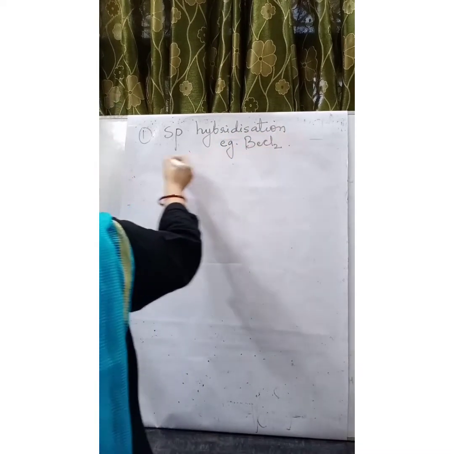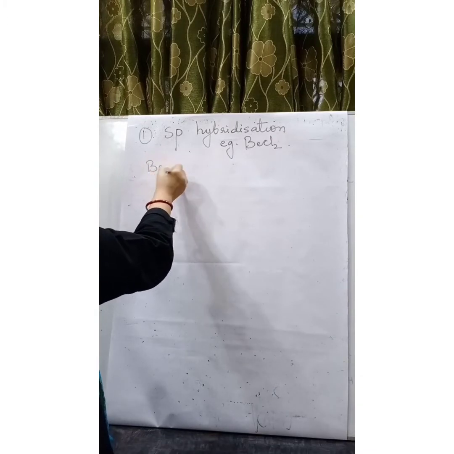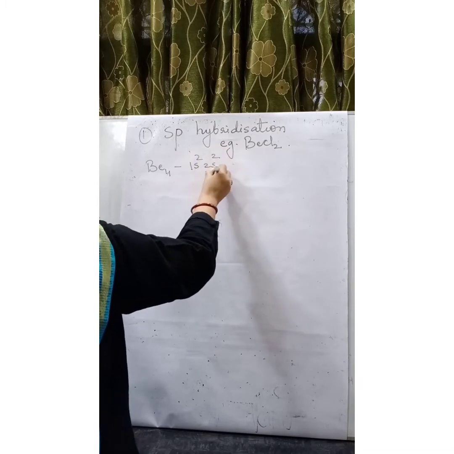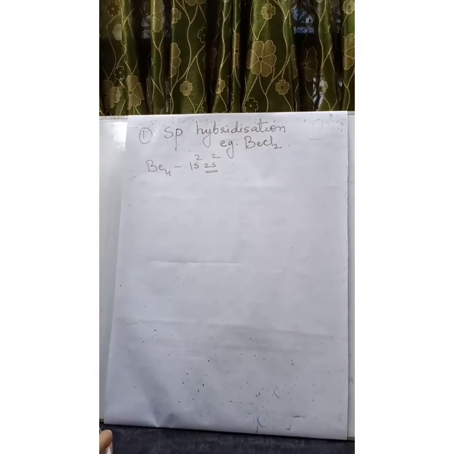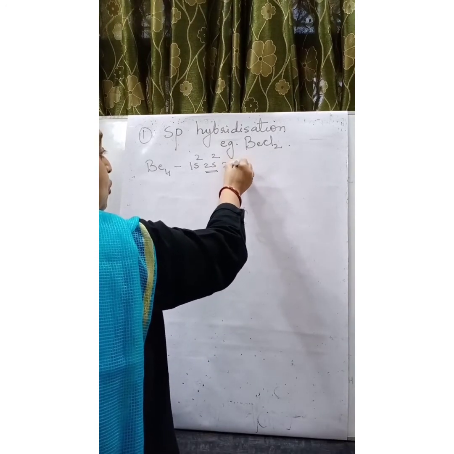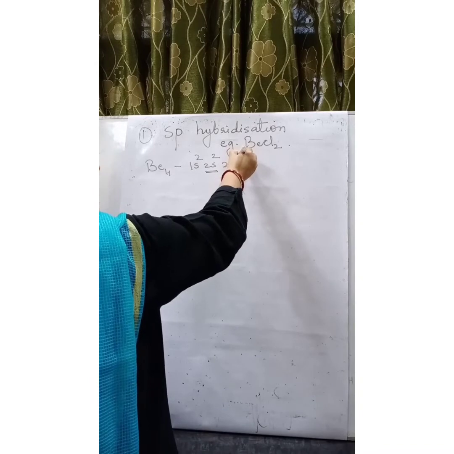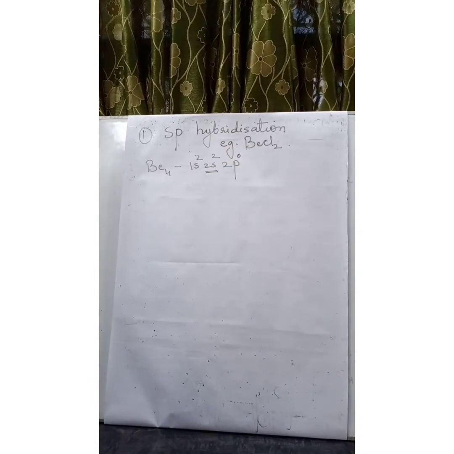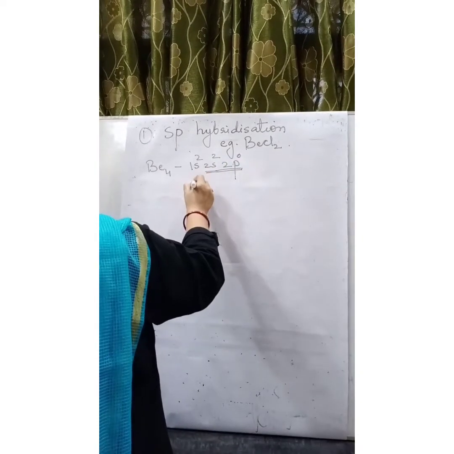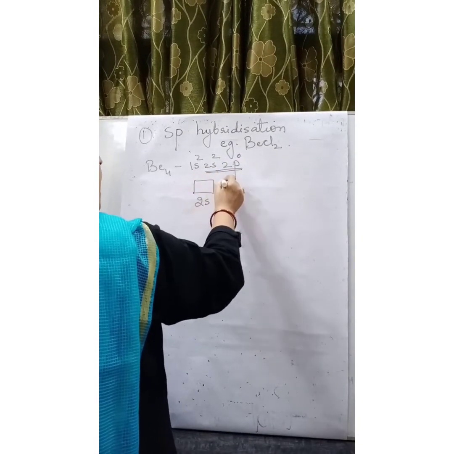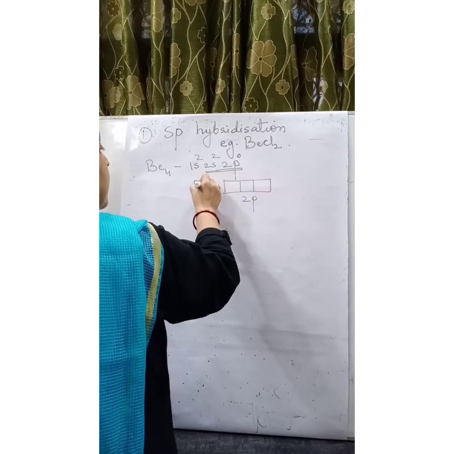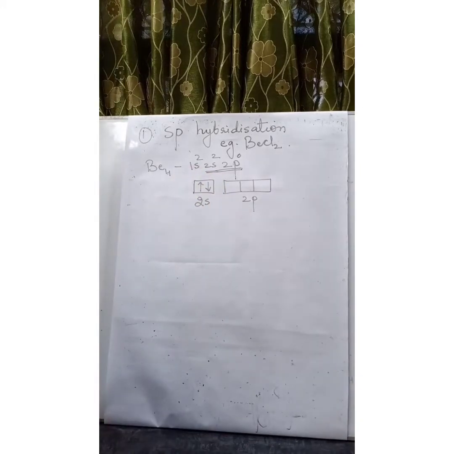BeCl2. Beryllium atomic number is 4: 1s2, 2s2. So this is the valence shell, n is equal to 2. Now in this valence shell there is also a 2p orbital which has no electrons, that means it is vacant. So basically the valence shell contains two atomic orbitals, 2s and 2p. There are two electrons present in 2s and 2p is vacant.